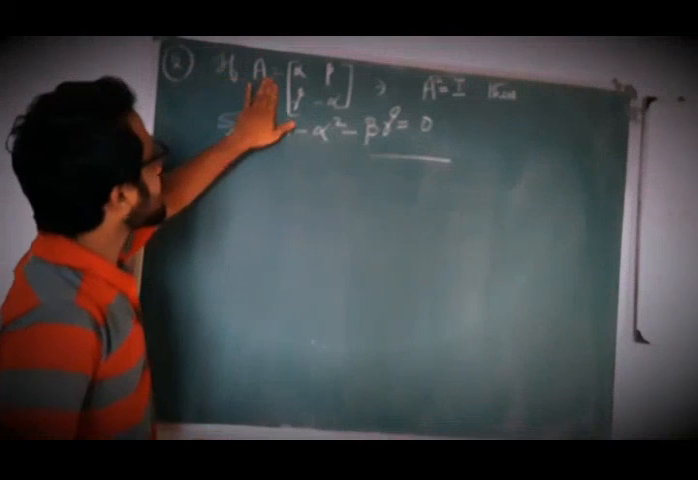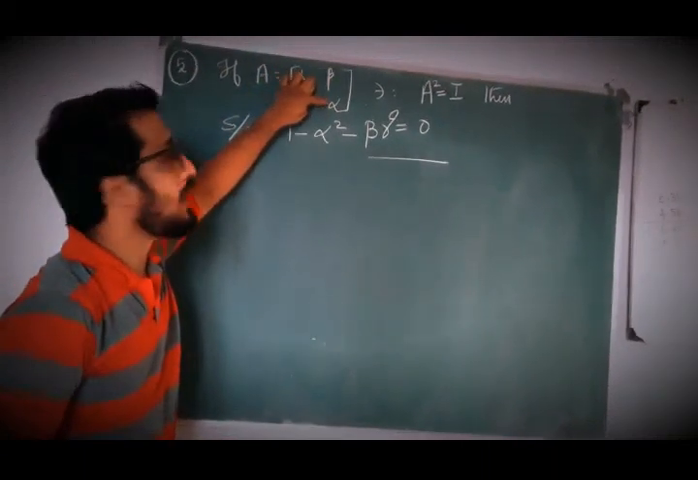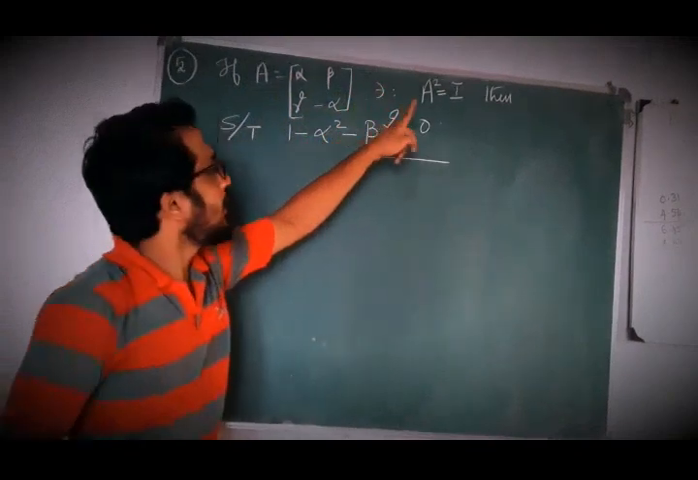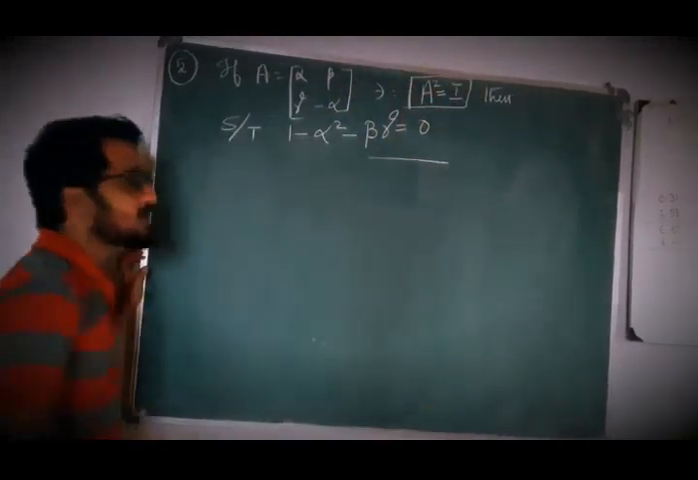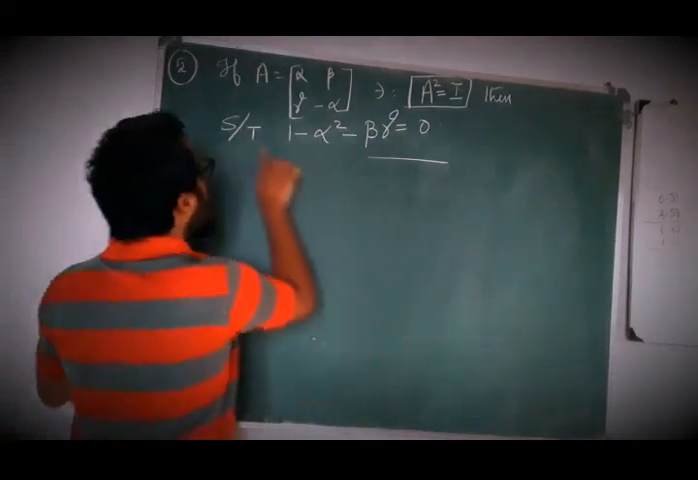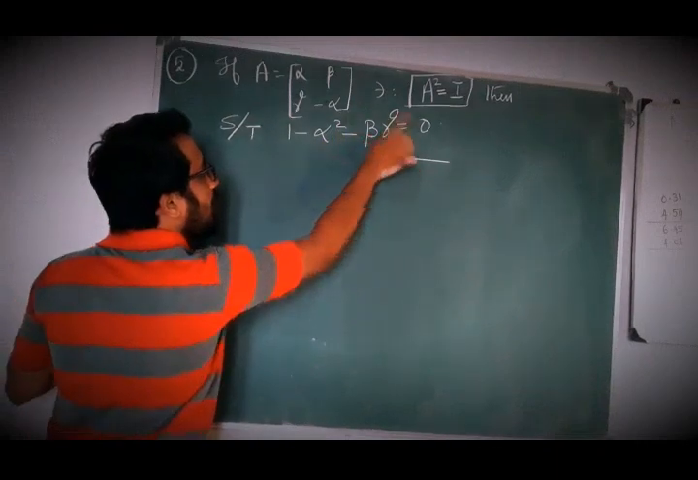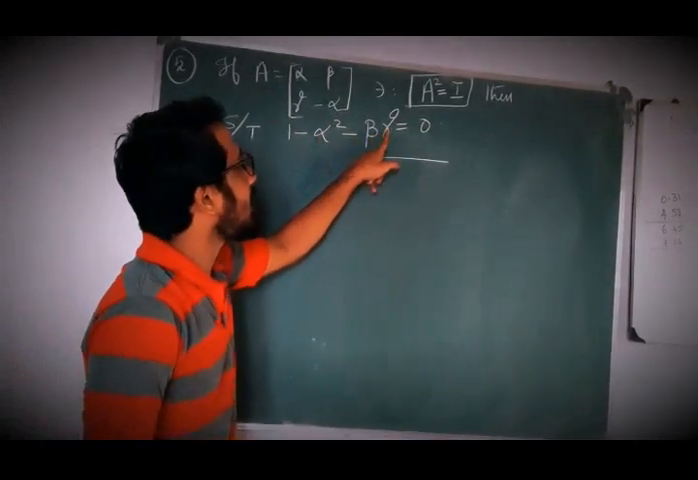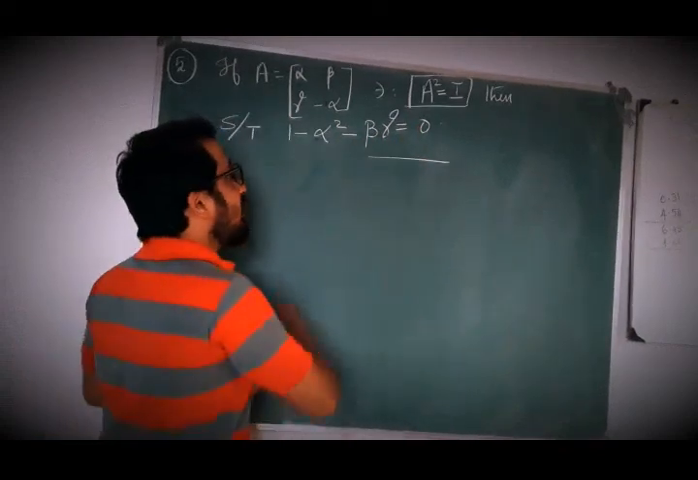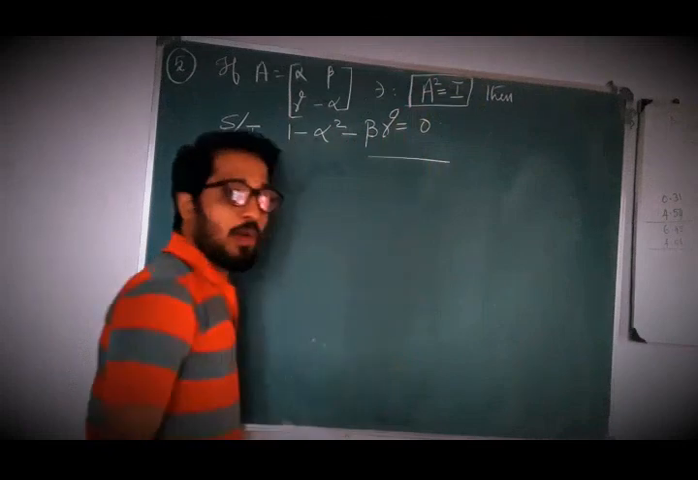Fifth question. If capital A is equal to the matrix alpha, beta, gamma, minus alpha, such that A square is equal to I. This condition is important. A square is equal to I. Then show that 1 minus alpha square minus beta into gamma is equal to 0. We are going to prove it with this condition only, A square is equal to I.